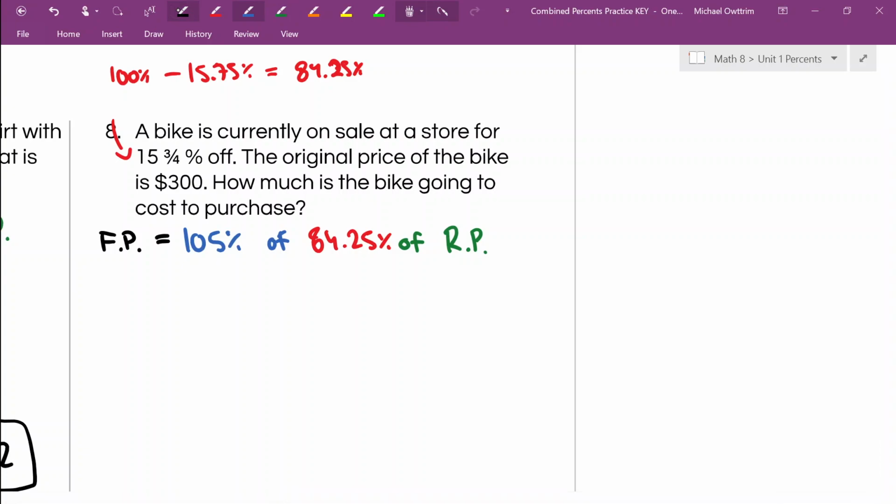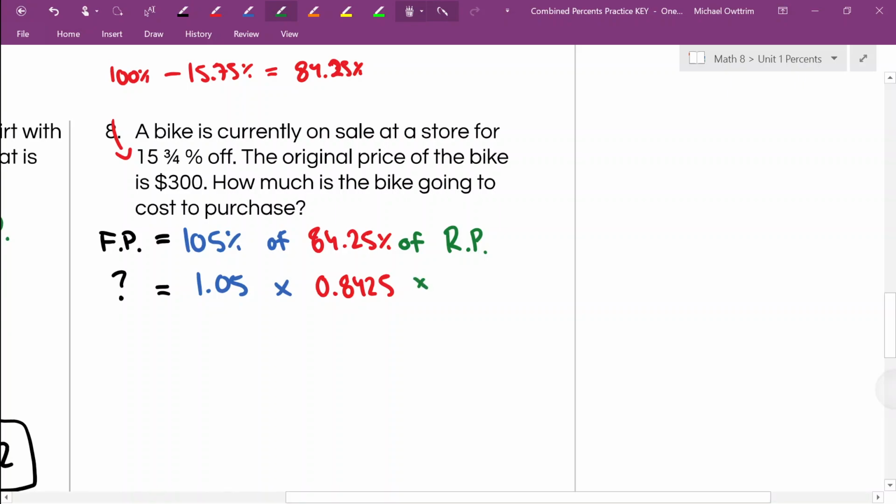So let's go ahead and plug in our numbers. We know in this case that our regular price is $300, and so that is going to go over here. That means our unknown is isolated, and we can just go ahead and calculate. So I'm going to start by converting to decimal. My 105% is 1.05 as a decimal. 84.25% is 0.8425 as a decimal. Of is multiply, and my regular price is 300.